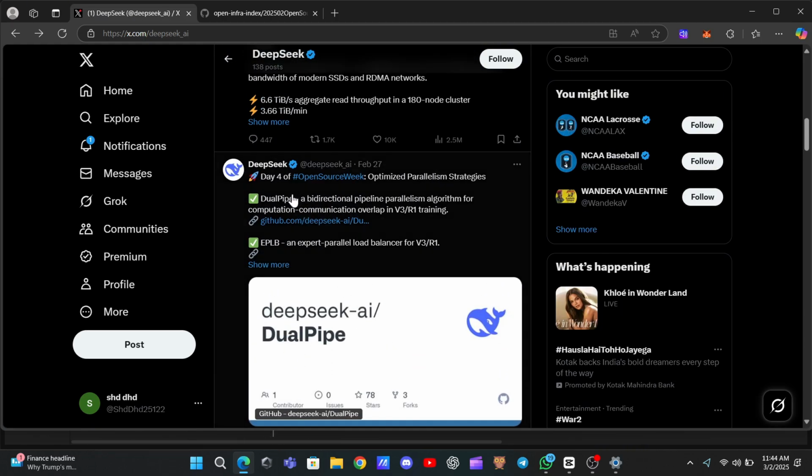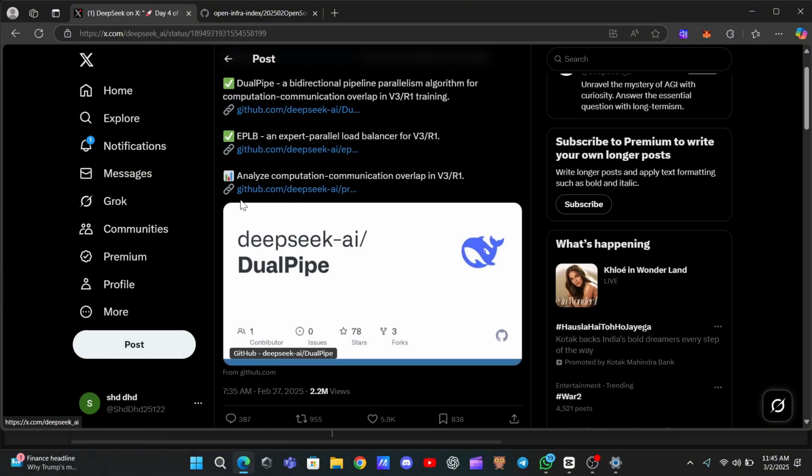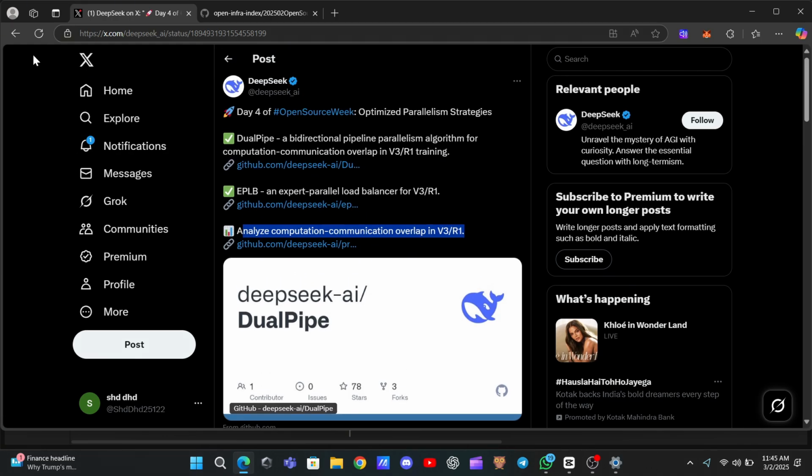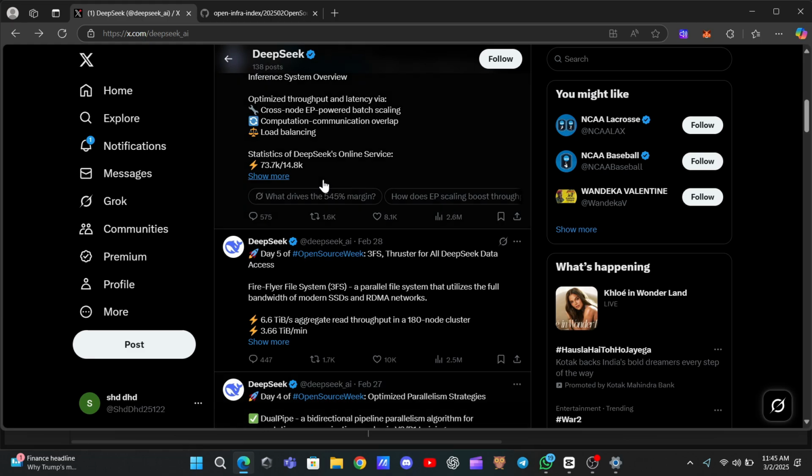They also introduced an optimized parallelism strategy called DualPipe, a bidirectional pipeline algorithm designed to boost the overlap between computation and communication during both V3 and R1 training phases, and alongside that, they open-sourced an expert parallel load balancer to help manage the heavy load more efficiently. Then, adding another layer of technical insight, they released a tool that allows you to analyze this computation and communication overlap in depth, which is a goldmine for anyone curious about the inner workings of advanced AI systems.